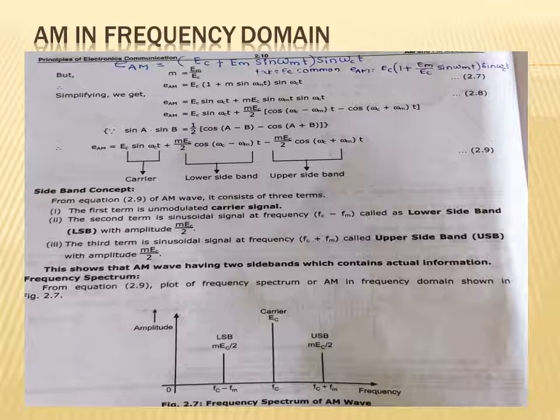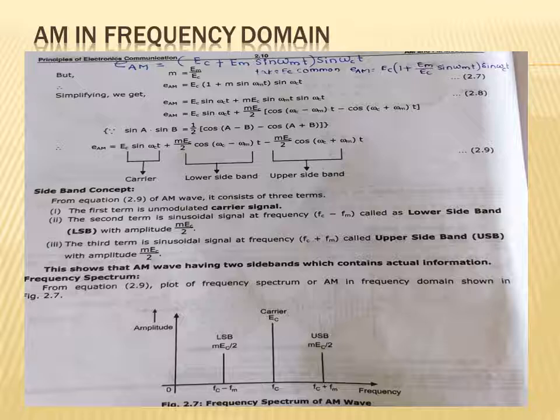This equation shows that the AM wave has two side bands, the lower side band and the upper side band, and these contain the actual information. The information is present in the side bands. So from this equation we will plot the AM in the frequency domain.